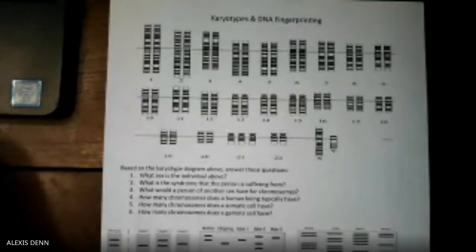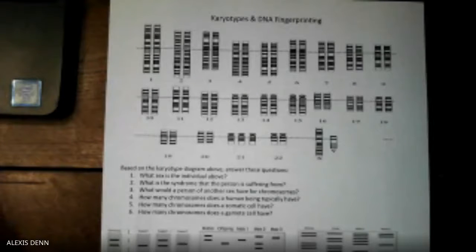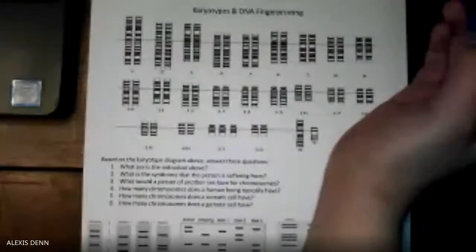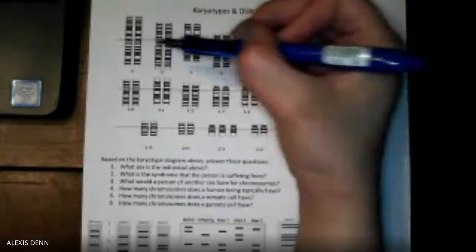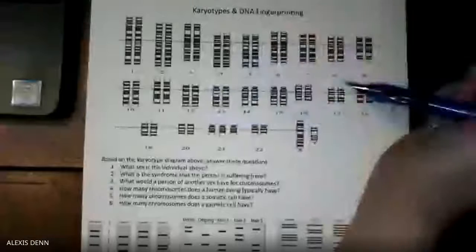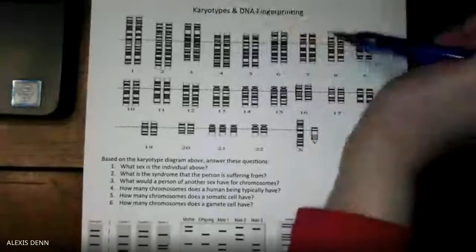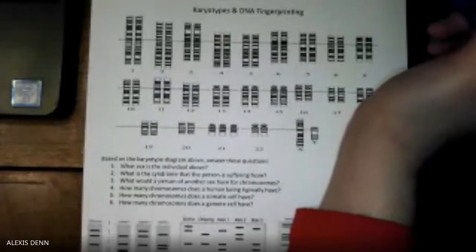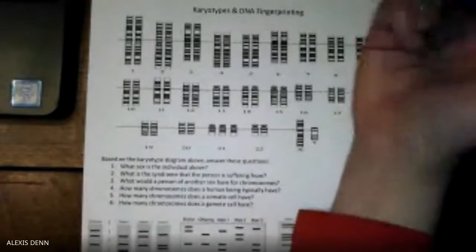All right. So we are going to be looking at karyotypes and DNA fingerprinting. As we've already discussed, karyotypes are just a picture of someone's chromosomes, and everything should be in pairs. If there are more than 2 or fewer than 2 chromosomes present, then that is a chromosomal mutation and abnormality. That's what we use karyotypes to find.